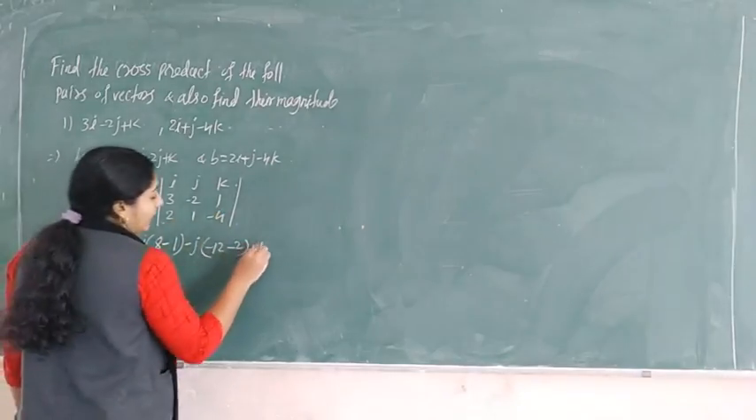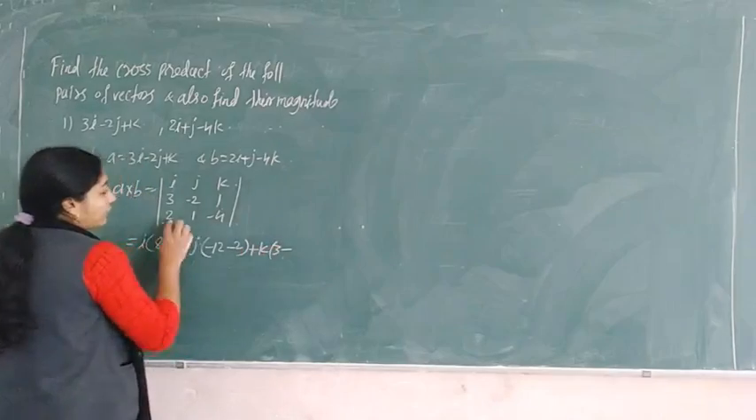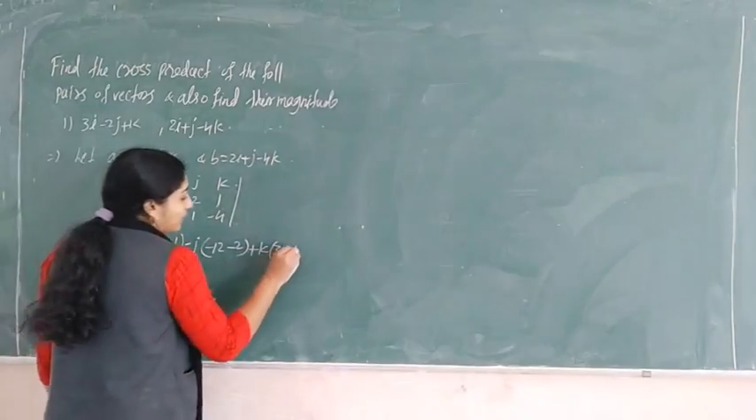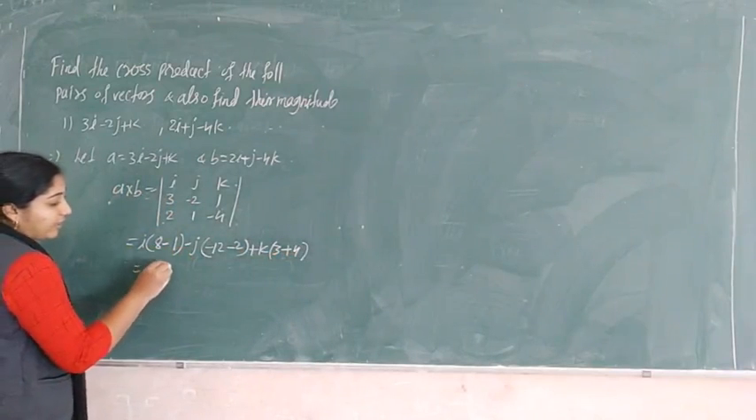Next, plus K. It is present in first row, third column. 3 into 1 is 3. Minus 2 into minus 2 is minus 4. Minus into minus it is plus 4. 8 minus 1, 7. 7I.